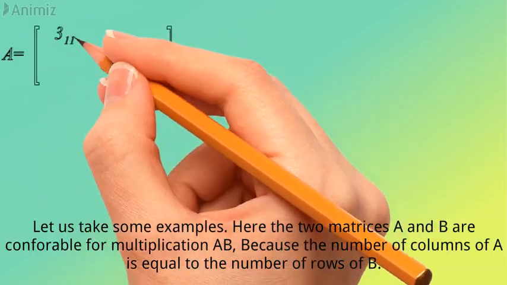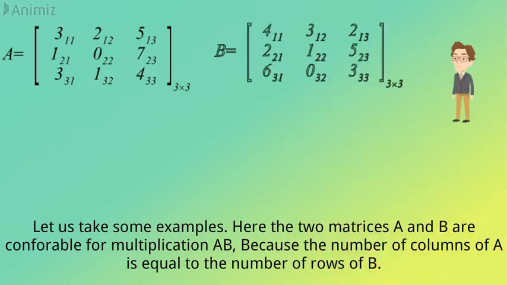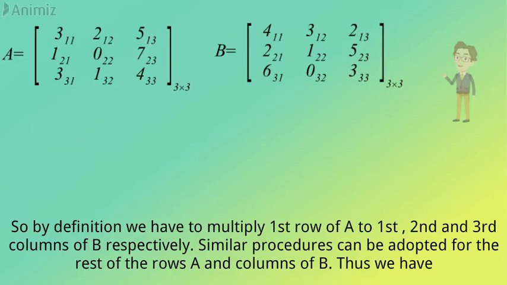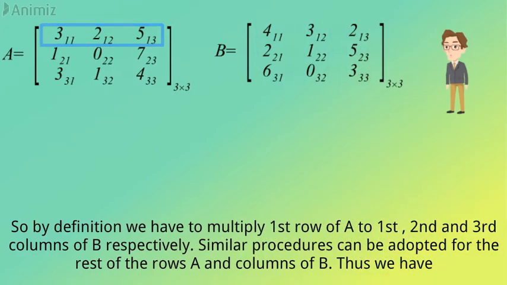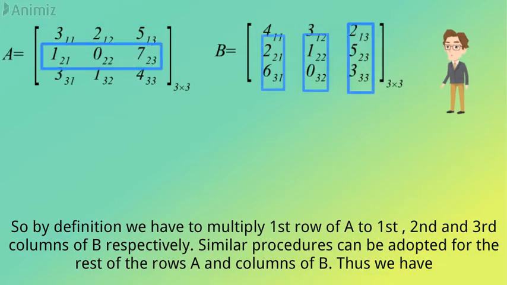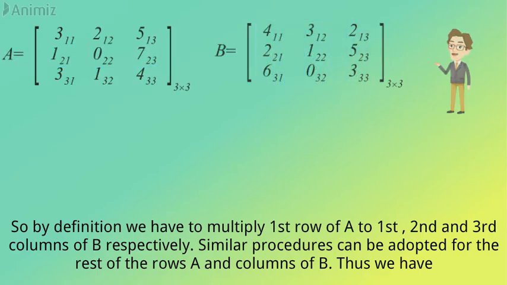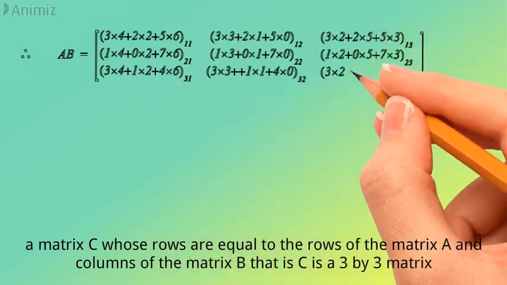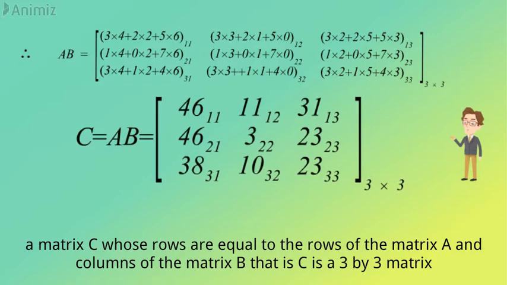Let us take some examples. Here the two matrices A and B are conformable for multiplication AB, because the number of columns of A is equal to the number of rows of B. So by definition we have to multiply the first row of A to the first, second and third columns of B respectively. Similar procedures can be adopted for the rest of the rows of A and columns of B. Thus we have a matrix C, whose rows are equal to the rows of the matrix A, and columns equal to the columns of the matrix B. That is, C is a 3 by 3 matrix.